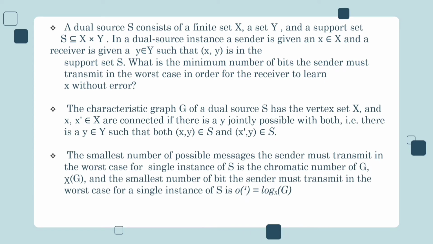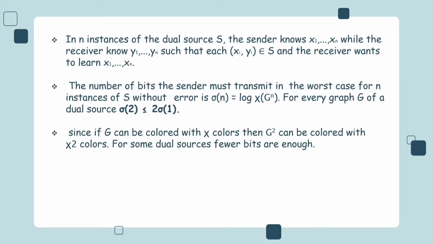In n instances of the dual source, the sender knows x1, x2, x3 up to xn, while the receiver knows y1, y2, y3 up to yn, such that each (xi, yi) belongs to S, and the receiver wants to learn x1, x2, x3 up to xn. The number of bits the sender must transmit in the worst case for n instances of S without error is sigma of n, which equals log of chi of G^n base 2.